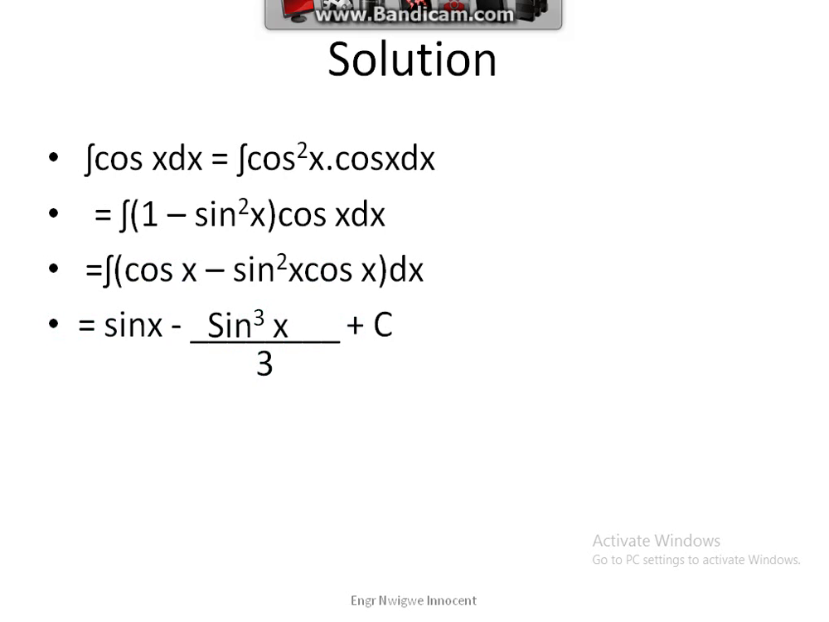Since we have gotten the integration of sine squared s cos s previously to be equal to sine raised to power 3 s over 3, then we simply replace the integral of sine squared s cos s with sine raised to power 3 s over 3.